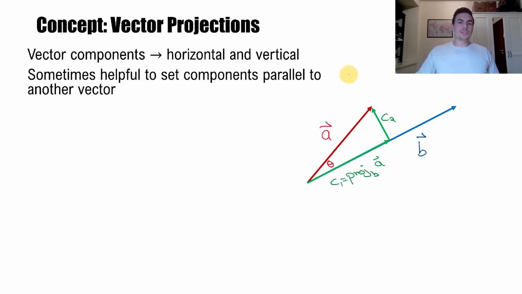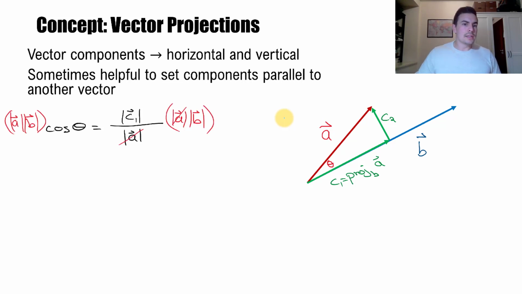Okay, so now, since we have this right triangle, we know how to evaluate the cosine of this angle. What would the cosine be? Well, that's going to be the magnitude of C1 over the magnitude of our original vector A. Okay, magnitude of C1 over A. Now, if I were to multiply both sides by the magnitude of A times the magnitude of B, so the magnitude of both of our original vectors, okay, our magnitudes of A on the right-hand side would cancel out.